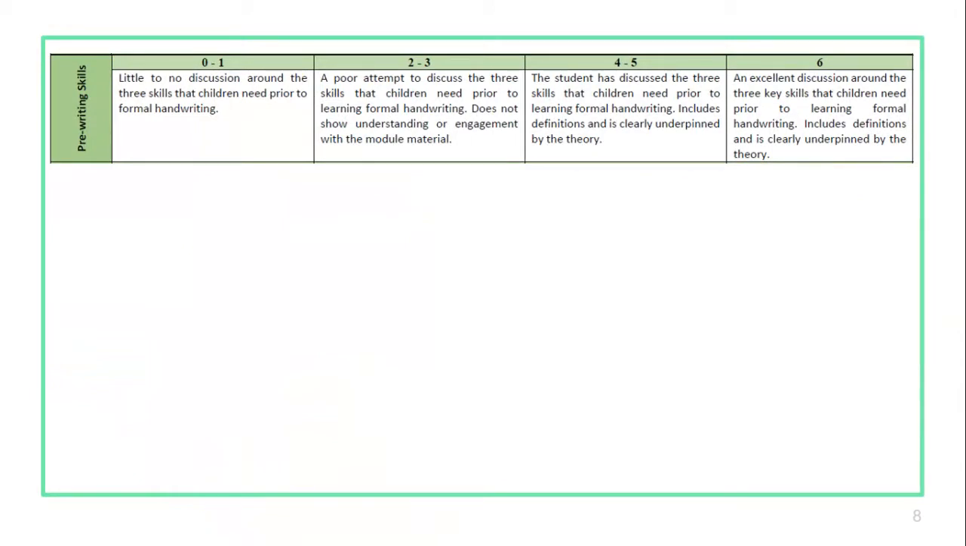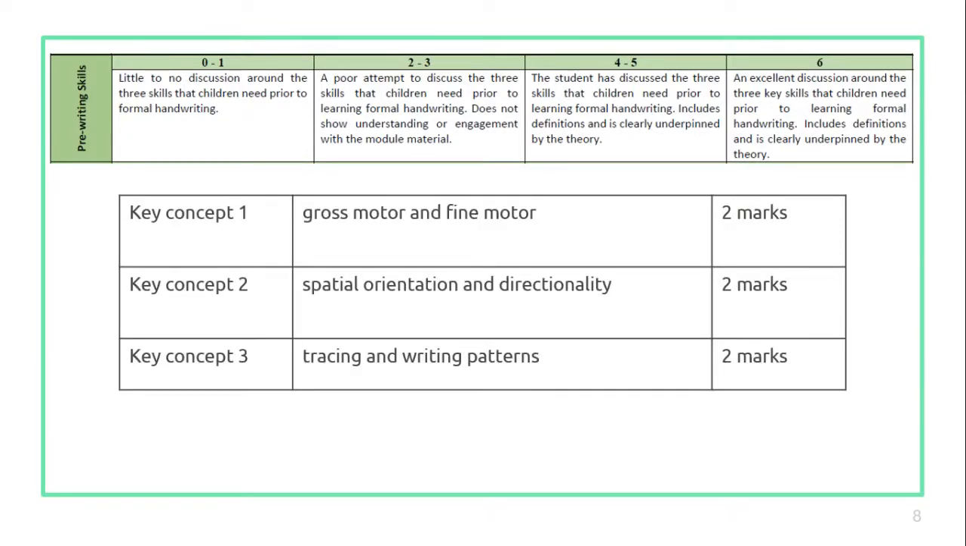Remember, it's essential to always look at your rubric to see what is required. So here in the number 6 box, it says it's an excellent discussion around the 3 key skills that children need to learn. It includes a definition and is clearly underpinned by theory. So there are 3 main concepts: gross motor and fine motor, the first concept; spatial orientation and directionality is the second concept; the third concept is tracing and writing patterns. And each of those is going to be for 2 marks.